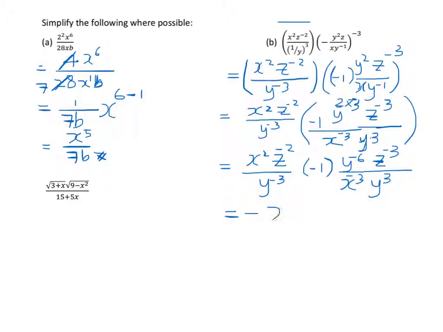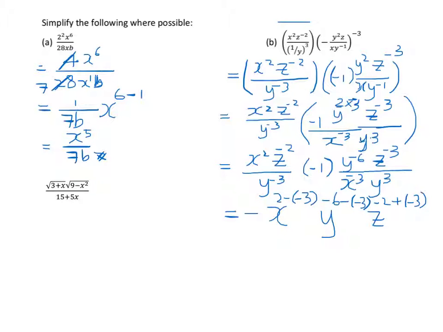So with the variable x, the exponent will be 2 minus 3, and then with y it would be negative 6 or minus 6 minus 3, and for z, that will be minus 2 plus minus 3.